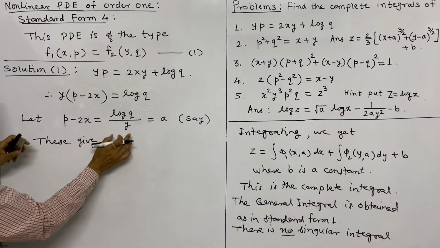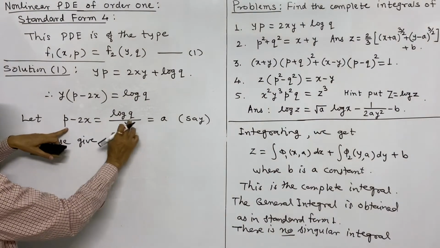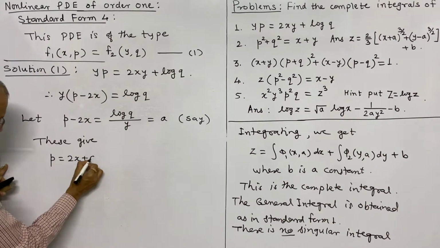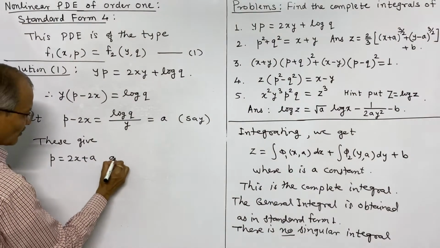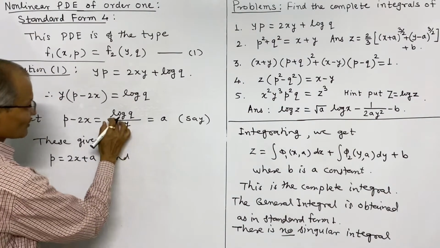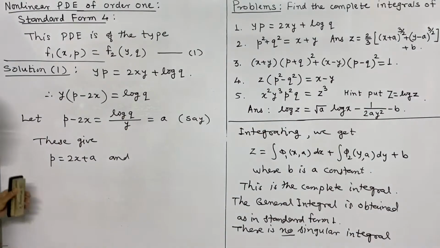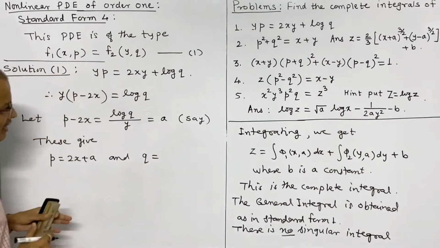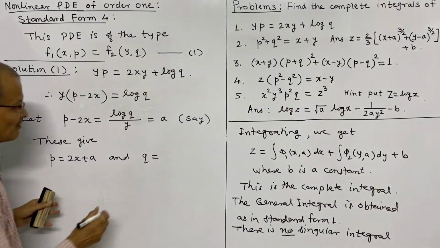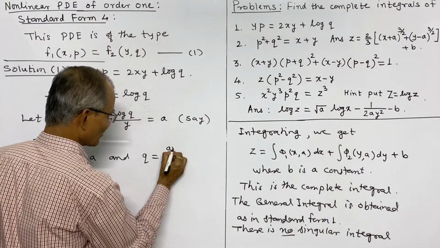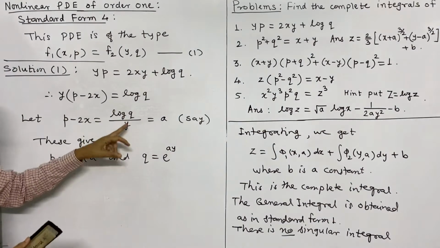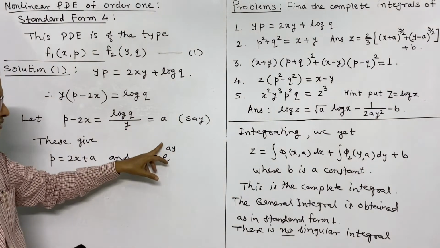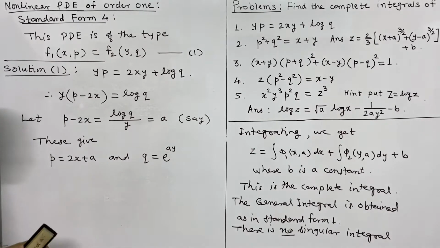What is the value of p? Equate the first and last. p will be 2x plus a, and for q, from this, log q is equal to a into y, and therefore q will be, taking the exponential, e to the power a into y. See, log q is equal to a into y, and taking the exponential on both sides, q will be e to the power a into y.